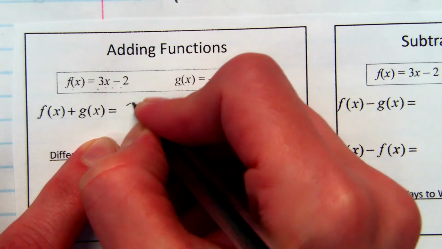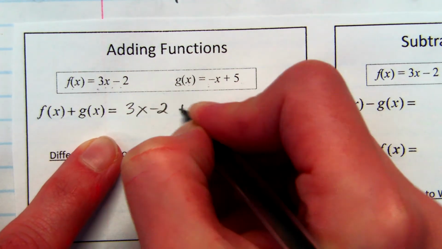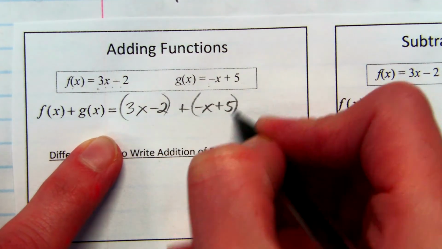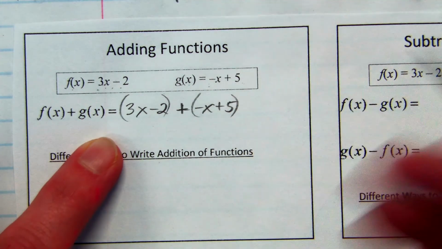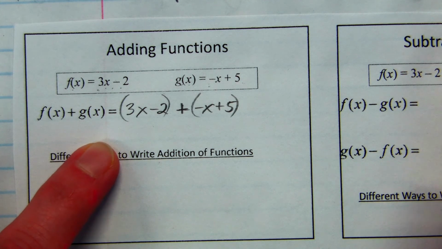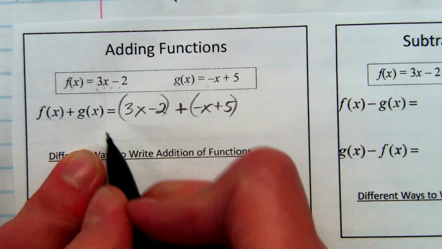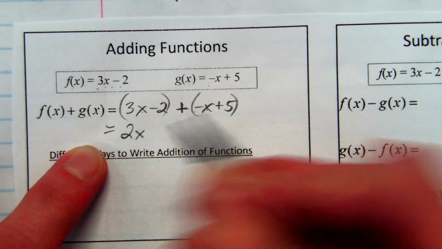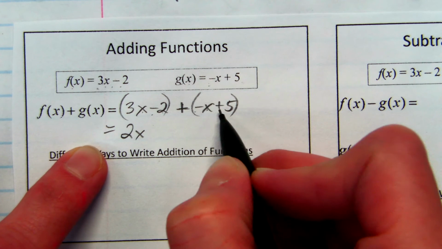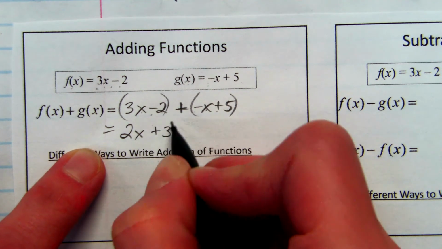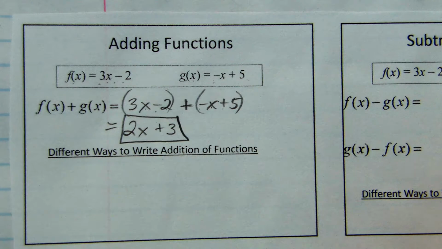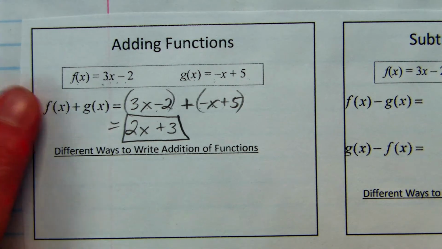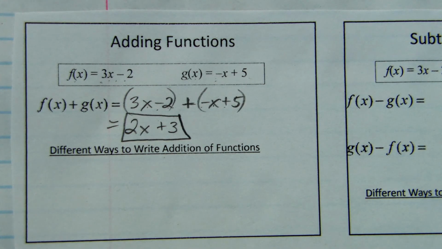So you're literally going to go 3x minus 2 plus negative x plus 5. And a lot of times they'll put parentheses to separate them. But you can imagine that they're not there because all we're going to do is combine like terms. 3x and minus x go together, so 2x. Negative 2 and positive 5 go together, that's positive 3. And here's the answer.